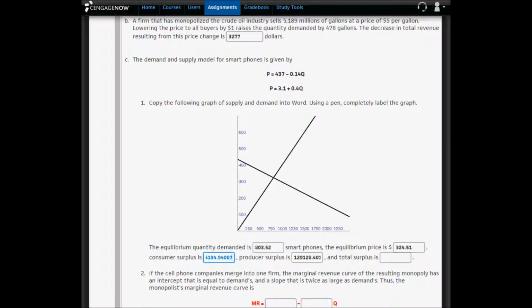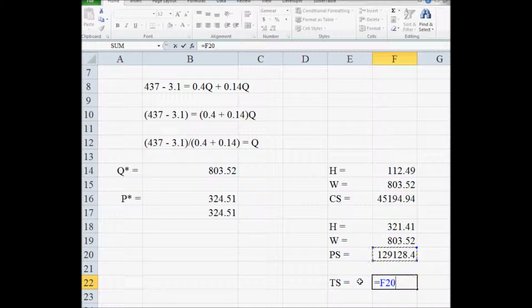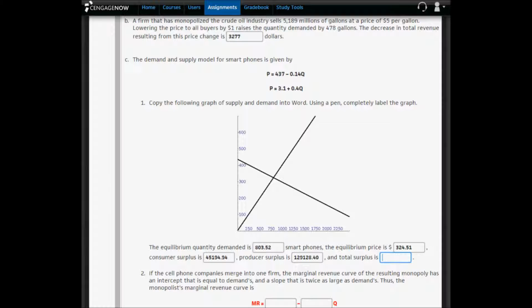We only need them to two decimal places, so let me delete that. So total surplus equals the sum of producer surplus and consumer surplus. And I can delete that part there. So total surplus is this entire triangle.